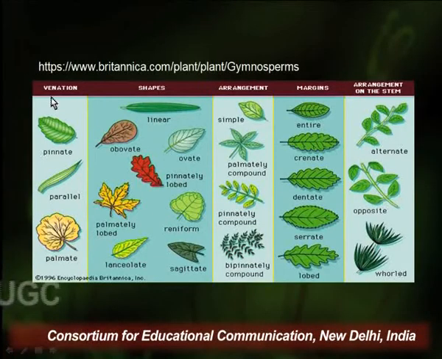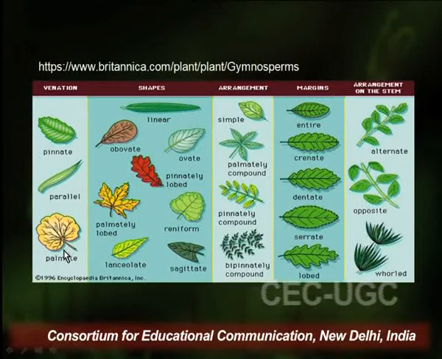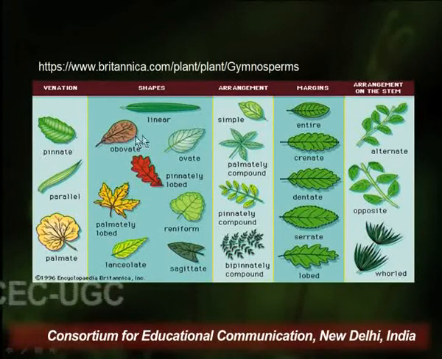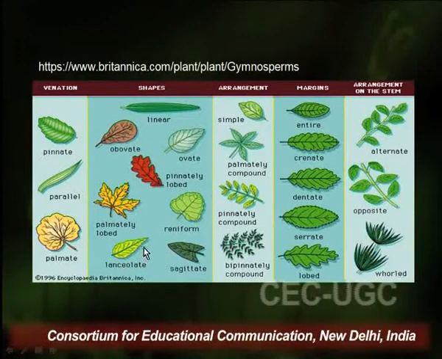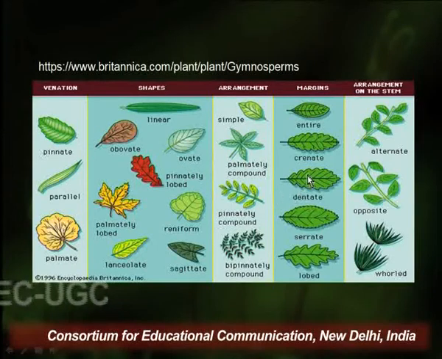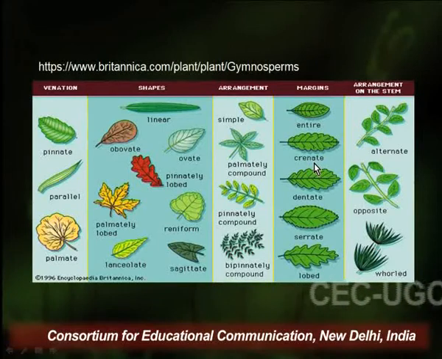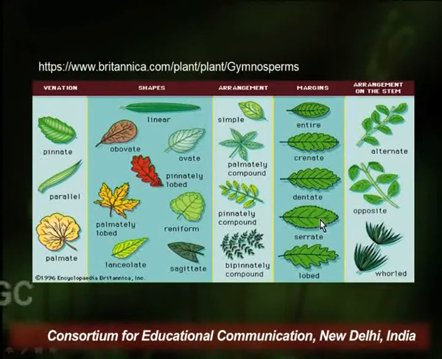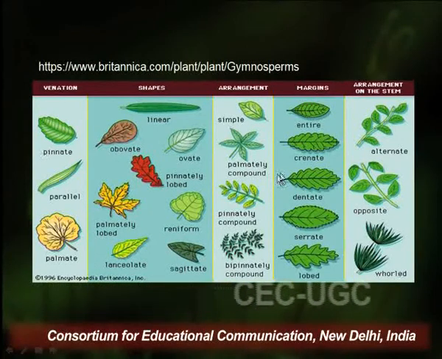Here there is a picture which represents various types of venation pattern. We have a palmate leaf, then parallel venation, and then pinnate leaf where there is a lateral venation. Then there are different types of shapes. There is a lanceolate shape, there is a reniform shape, there is an ovate shape. So, this is a compilation of all different types of features of leaf, and to our surprise, we will encounter almost all these different combinations amongst gymnosperms.